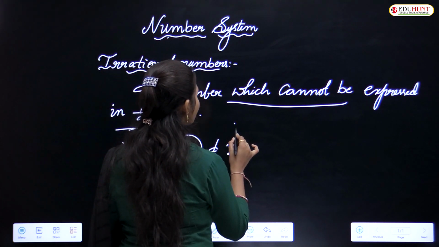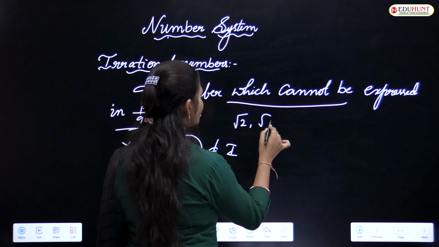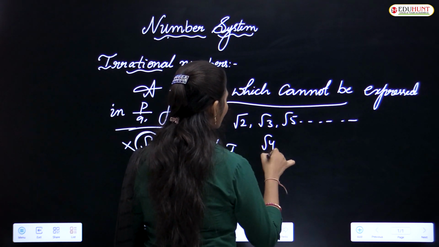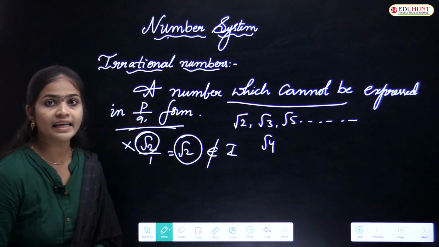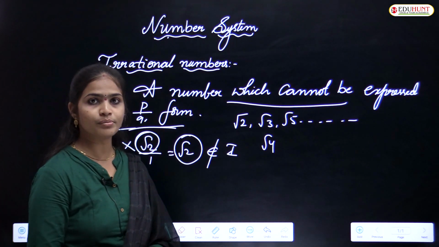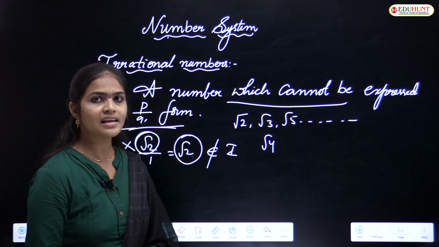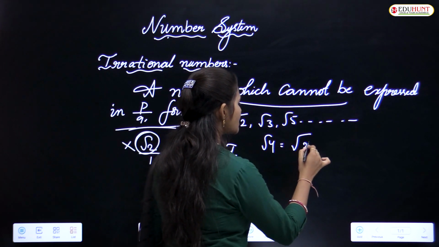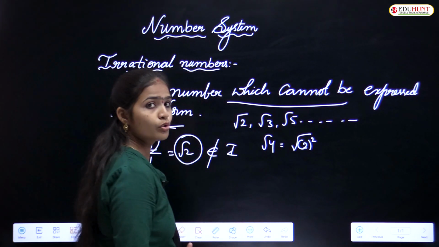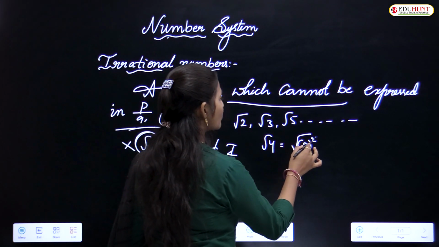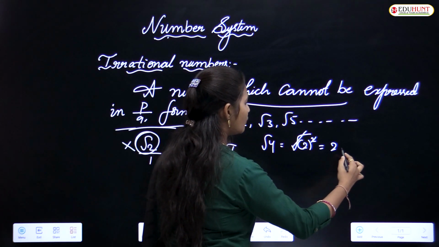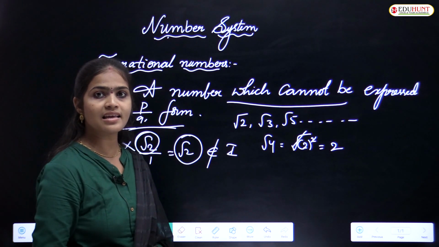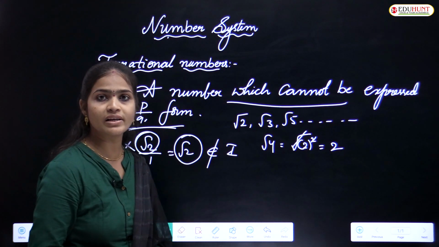So examples of irrational numbers are root 2, root 3, root 5 and so on. What about root 4? Is root 4 a rational number or an irrational number? That is a rational number, because root 4 we can express as root of 2 squared. 2 squared is 4, the square and root get cancelled, so again you will get 2 as the result. Is 2 an integer or not? Yes, 2 is a positive integer.